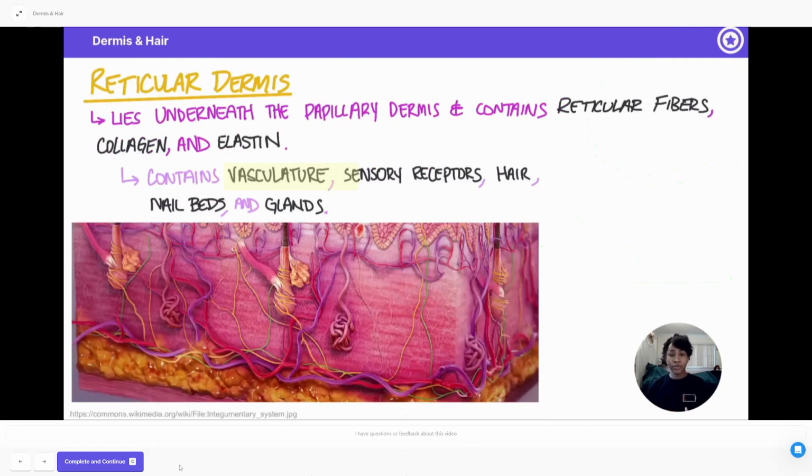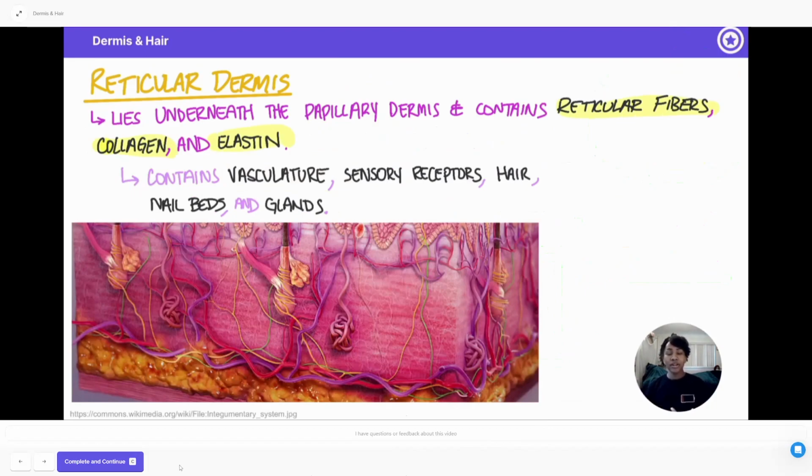Okay, so deeper to the papillary dermis, we have the reticular dermis. And this is going to be this area, the majority of it in the middle, primarily where we see all of the glands and blood vessels. And this is the area of the dermis where we see a lot of those fibers that we talked about earlier. These consist of reticular fibers, collagen, and elastin, which are produced by those fibroblasts and other associated skin cells.